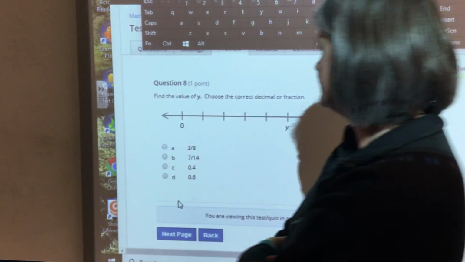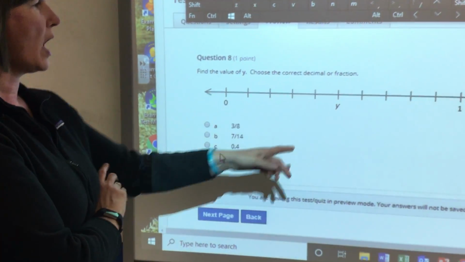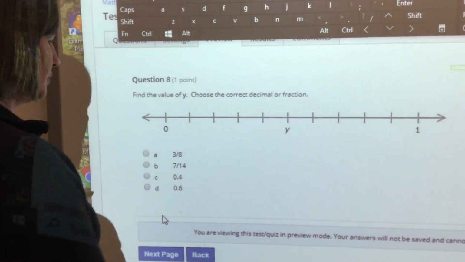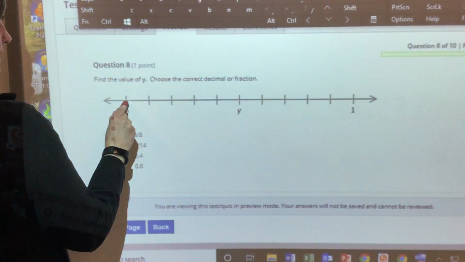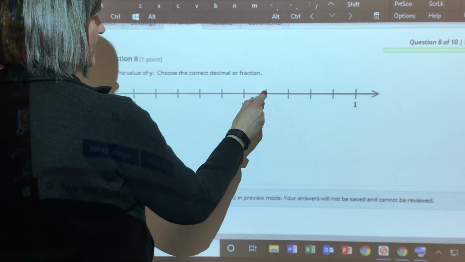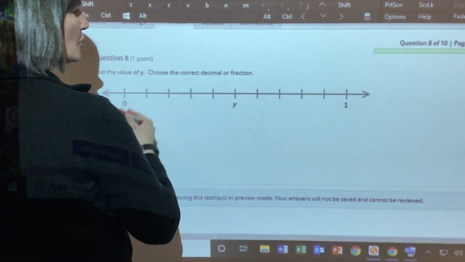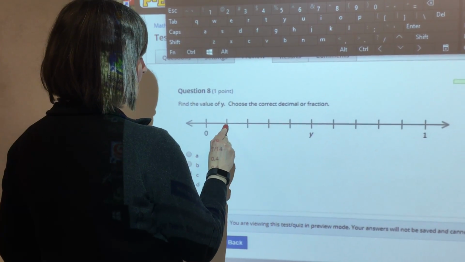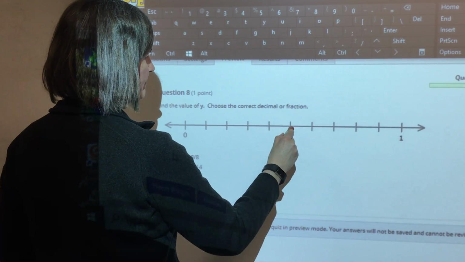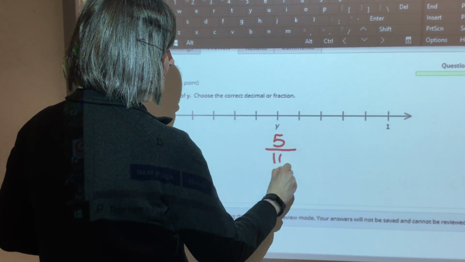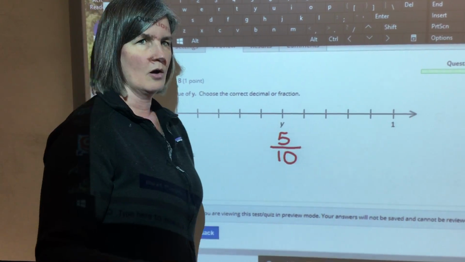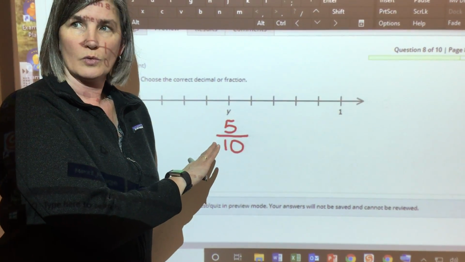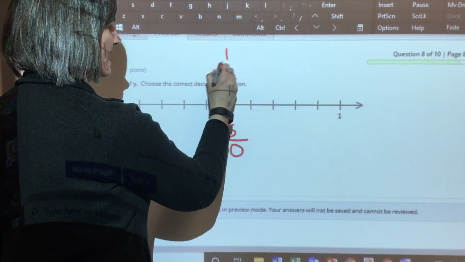In question number 8, they are asking us to find the value of y, all right, and choose the correct decimal or fraction that goes along with it. So what we're going to do is start on 0, and count 1, 2, 3, 4, 5, 6, 7, 8, 9, 10. So each one of those lines represents a tenth. All right, so if we're on 0 and we go here, 1, 2, 3, 4, 5, this y would be equivalent to 5 tenths. All right, now, don't look at the answers, but what's another name for 5 tenths? 1/2. Correct. Another name for 5 tenths is 1/2.